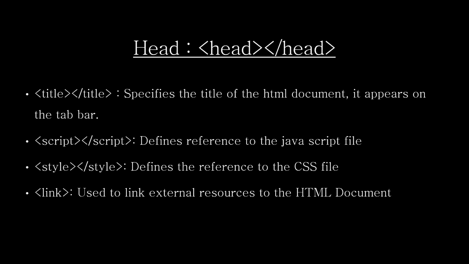First, the title is what specifies the title of the HTML document. It appears on the tab bar. Next, you need to know the script. It defines and references the JavaScript file. Style tag, that's to connect the CSS file to the HTML file. Next, you need to know the link. That's the one you use to gain access to external resources for your HTML document.